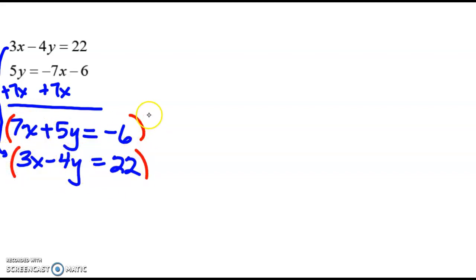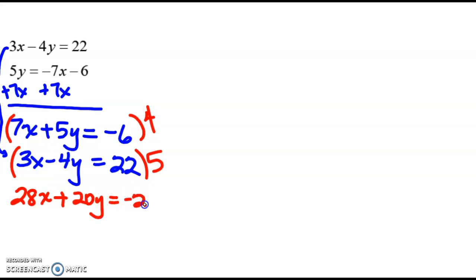I need to get a 20 here, so I'll multiply everything by 4. Here, everything by 5. When I do that, I get 28x plus 20y equals -24. And this is 15x minus 20y equals, I think that's 110.